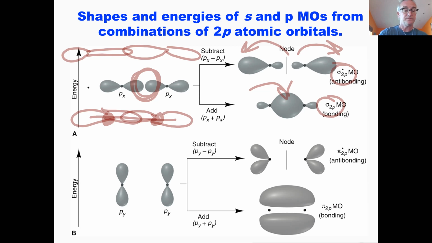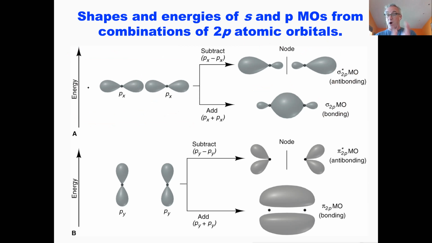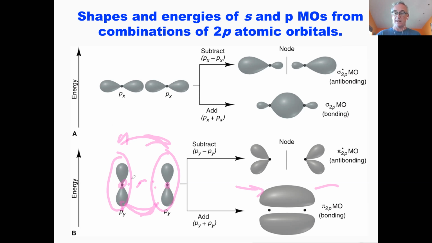On the other hand, the py is above and below, just like we saw before when we were looking at what pi bonds look like. So these are different. These are going up and down. So if these are my two atoms, one here and one there, the electron density isn't in between them. It's above and below. So when I add them together, I get electron density above and electron density below. That is a pi bonding orbital.